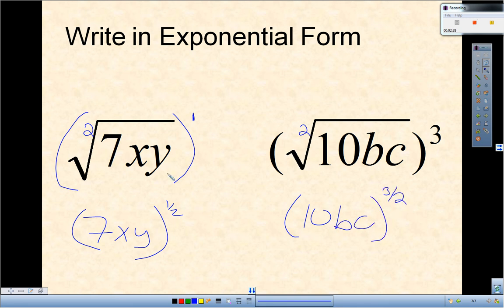3/2 power. That's it for today's lesson.